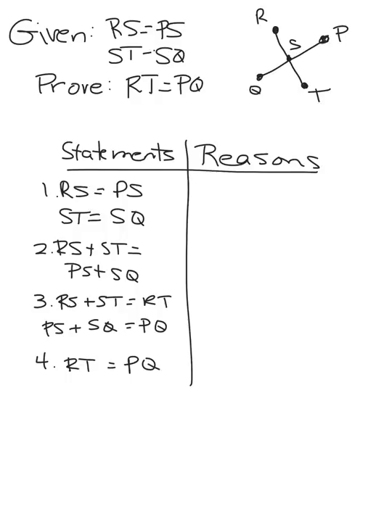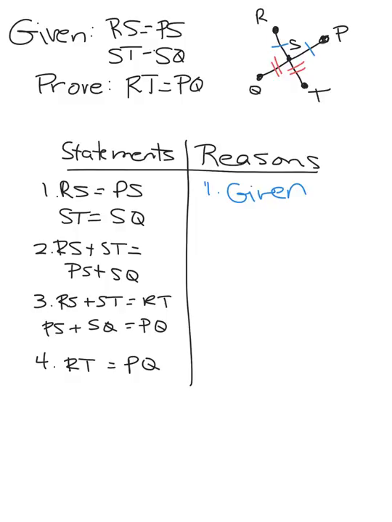So the first step is going to be our given, and once we have it written in our proof, we're going to mark our diagram. So RS is equal to PS, and then I have ST is equal to SQ. Now, in looking at our second step, it says RS plus ST is equal to PS plus SQ.